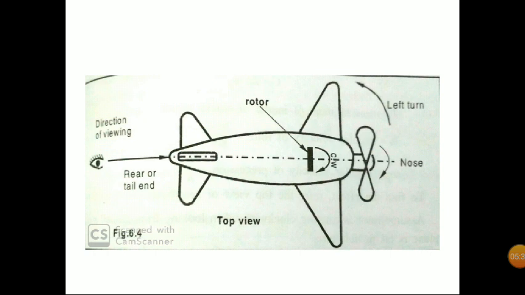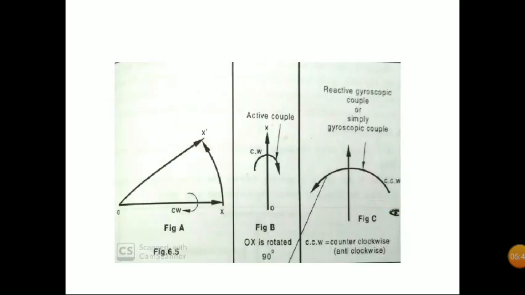Suppose we are assuming the rotor is rotating in clockwise direction when viewing from the rear end, and the aeroplane is taking a left turn, looking from the rear end. So you can see here that in figure 6.5 there are three figures given: figure A, figure B, and figure C. So figure A, it is given as OX.